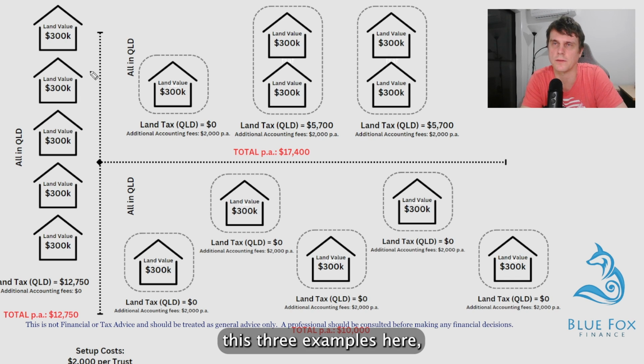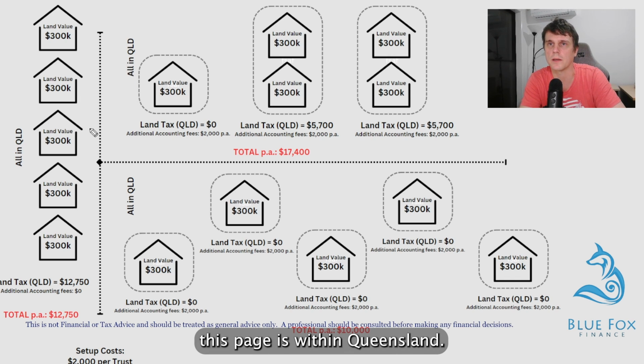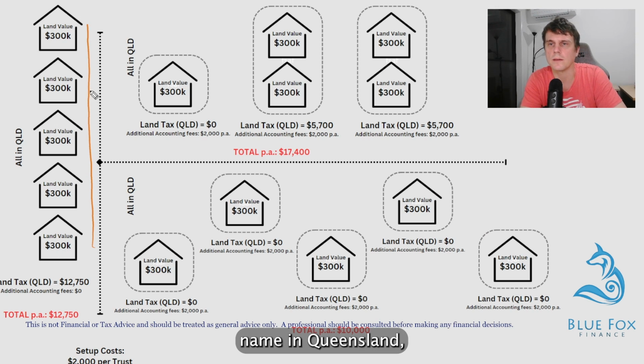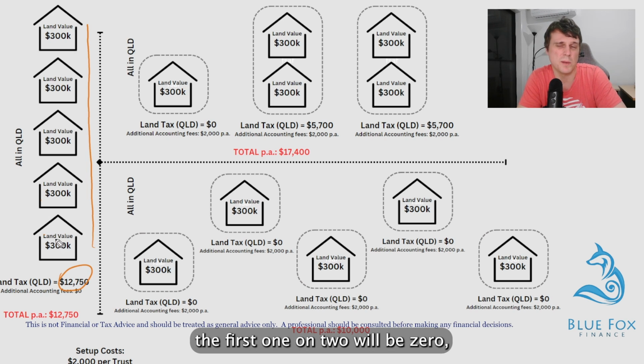Everything on this page, there's 3 examples here, everything on this page is within Queensland. So if we just manage to purchase 5 properties in our own name in Queensland, land tax is $12,750. It goes up a lot. Land tax on the first 1 or 2 will be 0, but then it goes up significantly once you start to own a lot more.